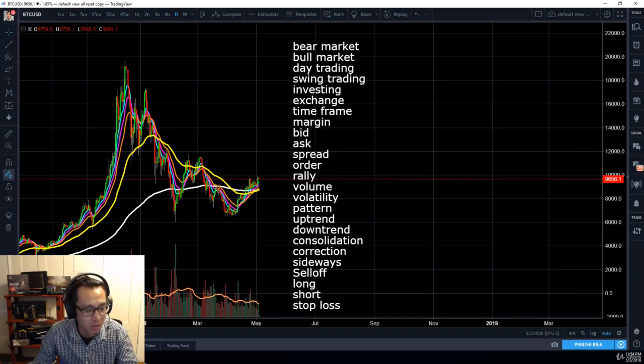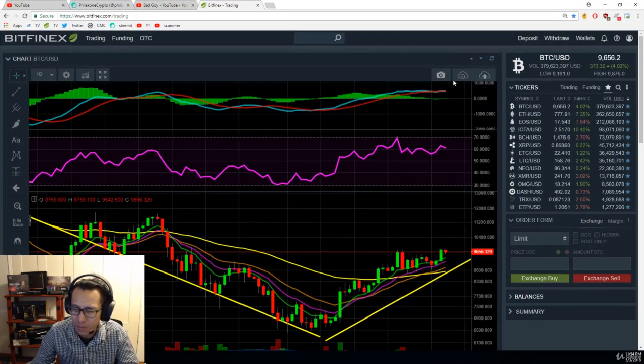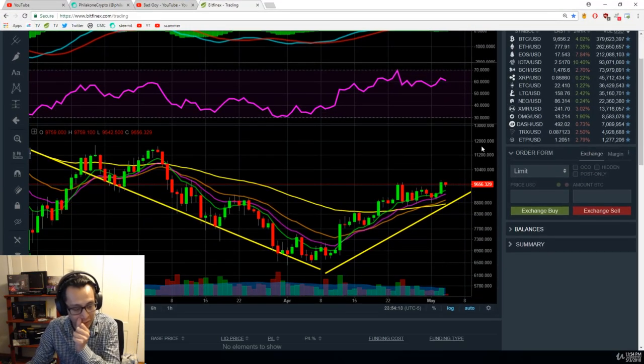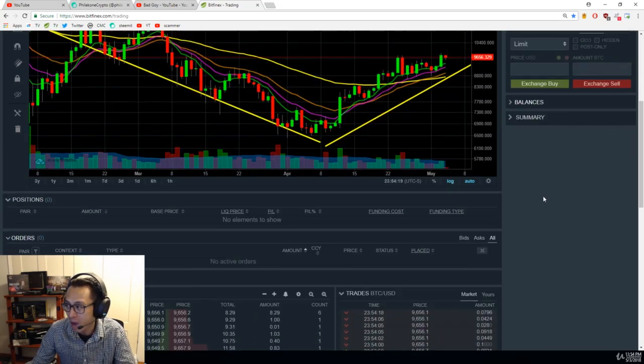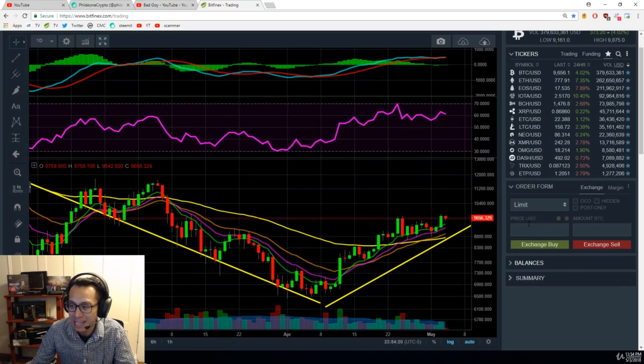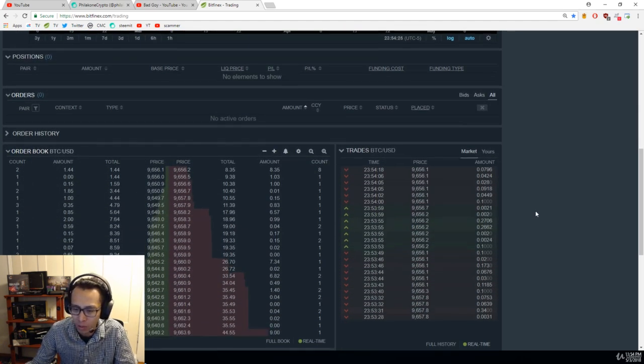So let's also go over Bitfinex here, since I have a lot of these definitions up as well. Not just Bitfinex, but I'm going to go over the definition of what an ask is, what a bid is, and what a spread is. Every single exchange has something called an order book.